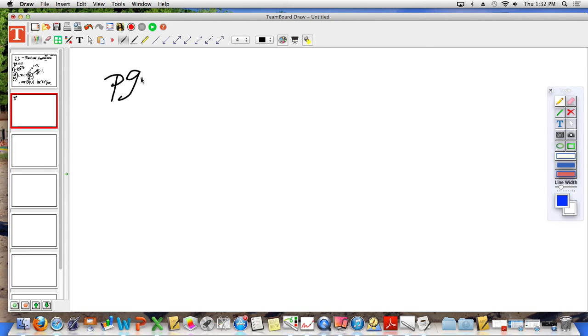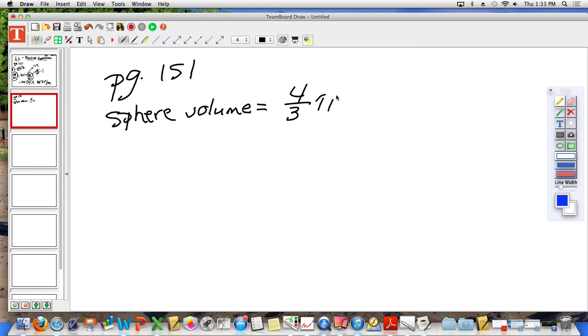Page 151. We're talking about a sphere, and we are talking about pumping something into it, so we are finding the volume. The sphere volume has a formula of 4/3 pi r cubed. All right, so V equals 4/3 pi r cubed.